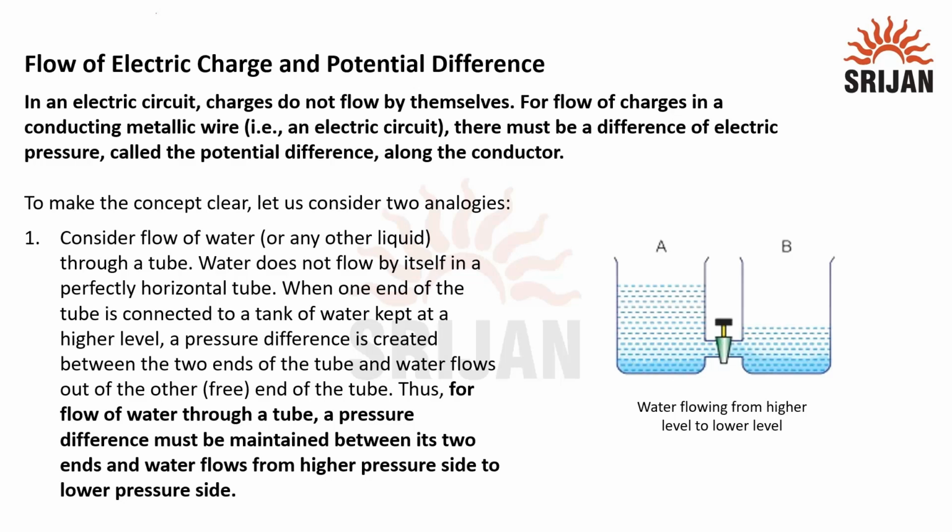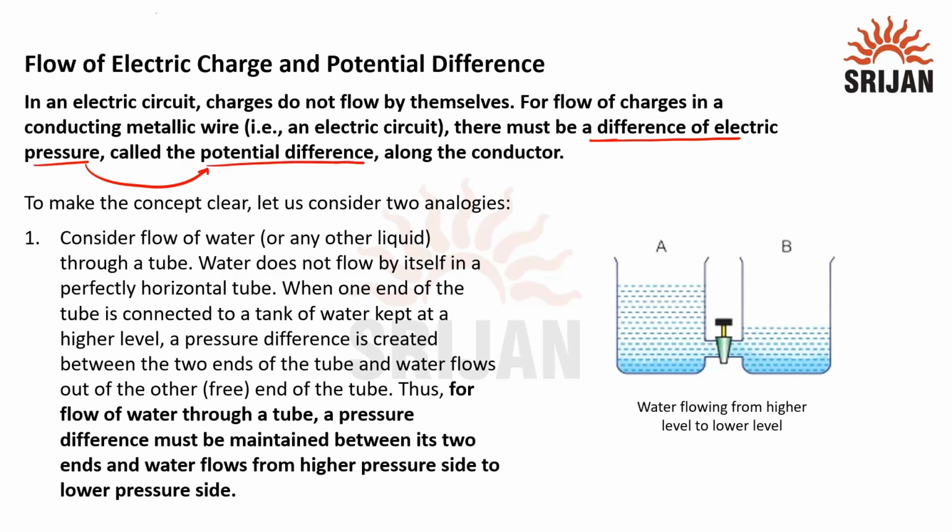In this video, we will learn about flow of electric charge and potential difference. We have already discussed that charges do not flow by themselves. They require some work or some effort to be made on them to move the charges from one point to another. Therefore, for flow of charges in a conducting metallic wire, there must be a difference of electric pressure, and that difference of electric pressure is what we call the potential difference.